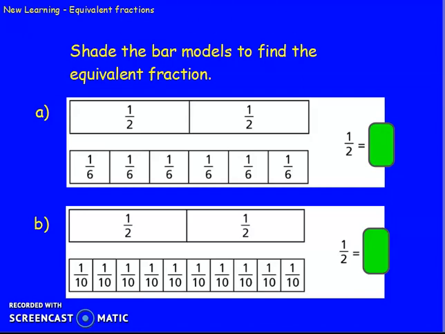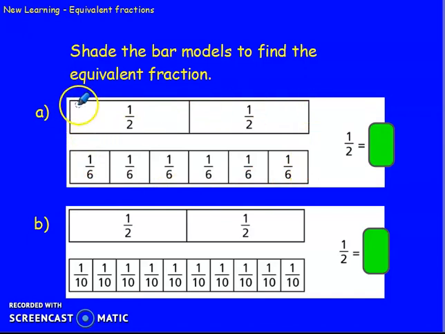So it says shade the bar models to find the equivalent fractions. So you can see on this top bar it's been split into halves. And the bottom bar has been split into sixths. But the bars are the exact same size. They've just got different pieces.